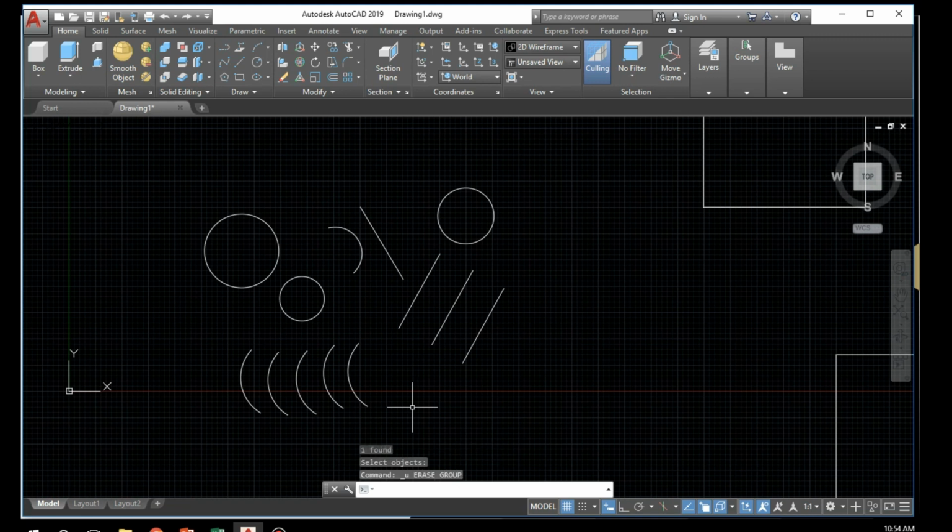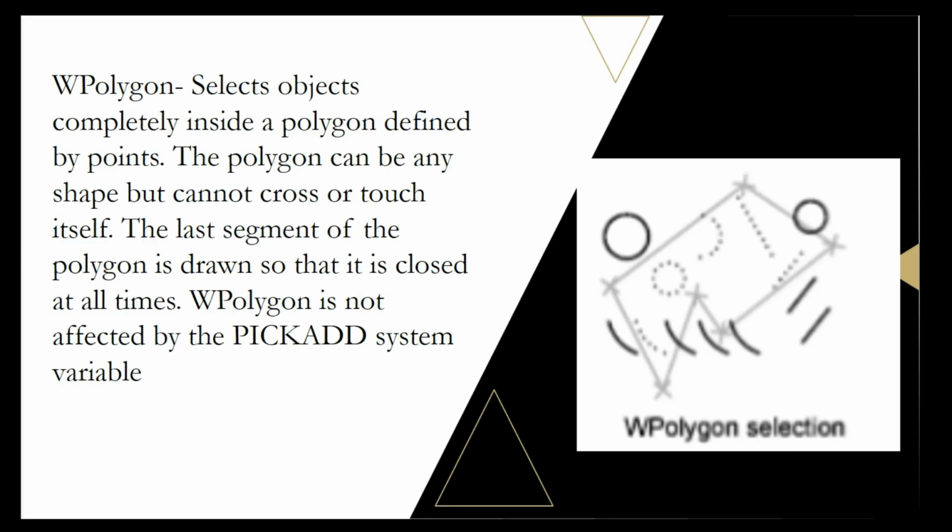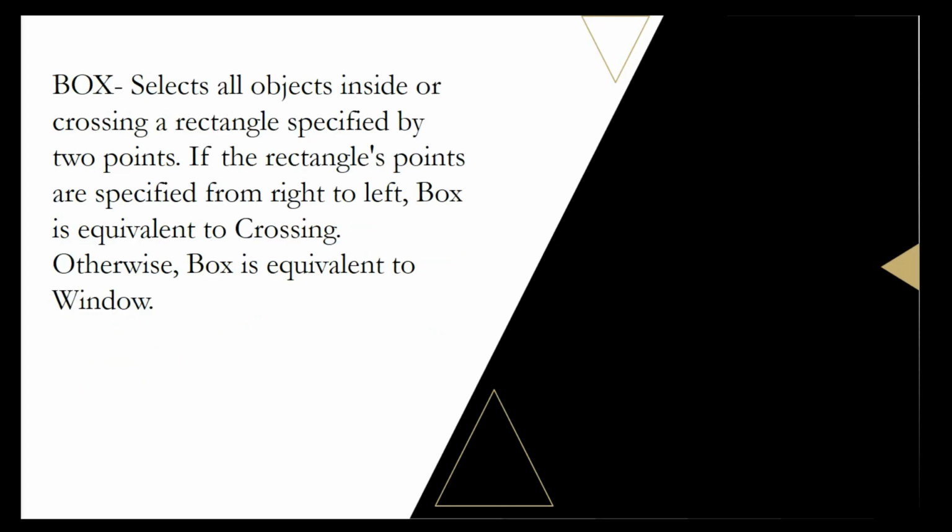Okay. So, next. After the W polygon, let's go to the box. Box selects all object inside the crossing rectangle, specified by 2 points. If the rectangle points are specified from right to left, the box is equivalent to crossing, or otherwise equivalent to windows. So yung boxing, katumbas lang siya ng gamit ni window at ni crossing.